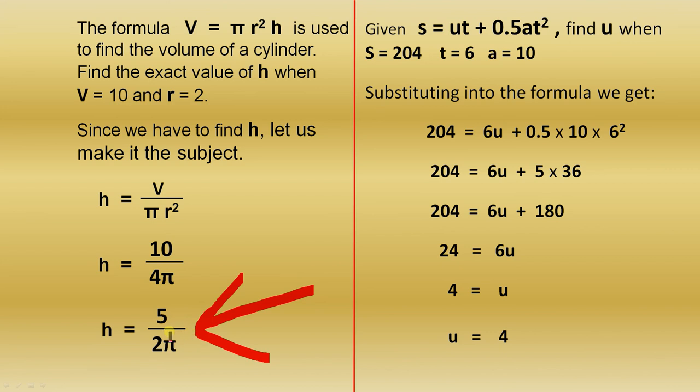Now that has to be the answer, 5 over 2 pi, because you have to find the exact value. That's why we have to leave it in that format.